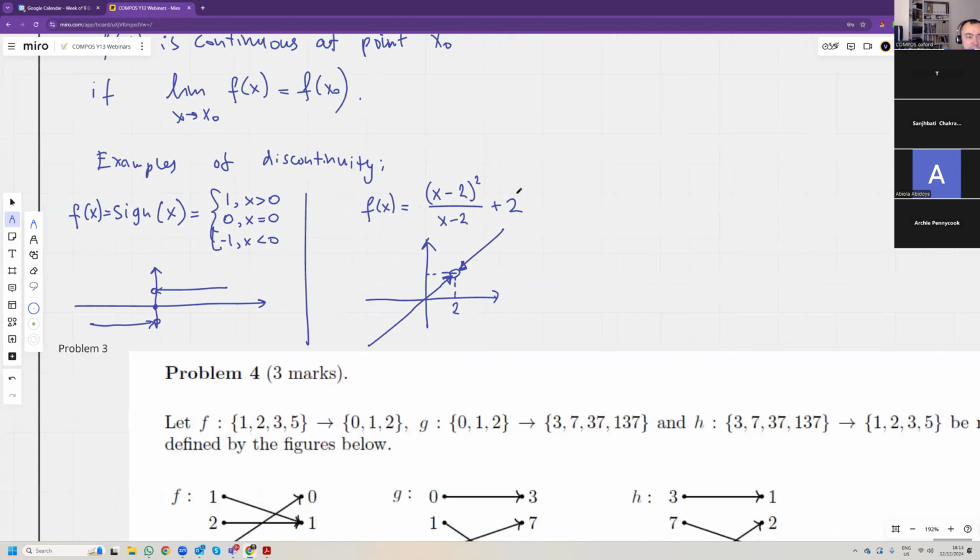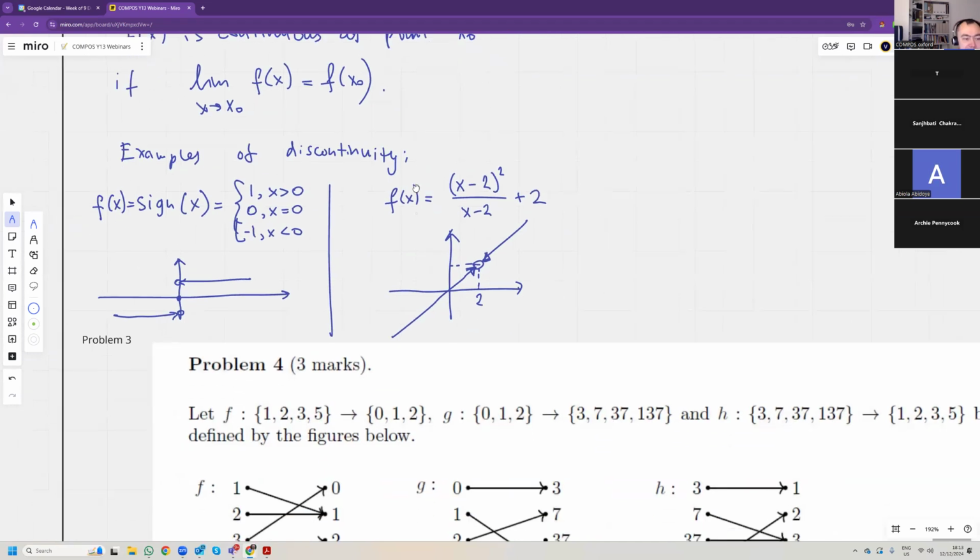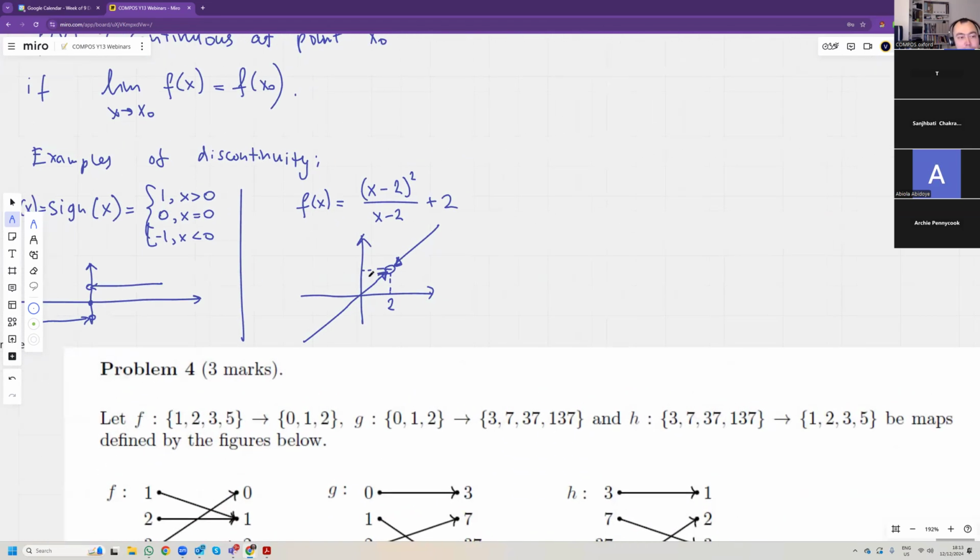But if this is a discontinuity of the first type, why is it of the first type? Because all I need to do is just redefine f of 2. So I would say this is f(x) when x is not equal to 2, and it's 2 if x is equal to 2, and I have removed my discontinuity. So this is a removable discontinuity. So all I need to do is define the function at a single point, and then the discontinuity goes away.